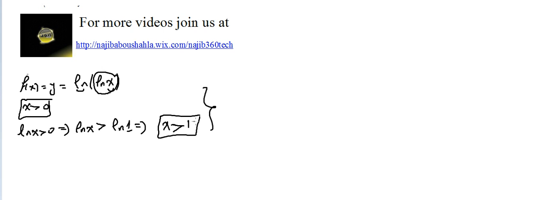Where do these two conditions meet? x greater than 0 and x greater than 1 meet at x greater than 1, because if it's greater than 1, it's surely greater than 0. So what is the domain of the function? The domain of the function is from 1 to plus infinity. This is the domain, so this is very important.